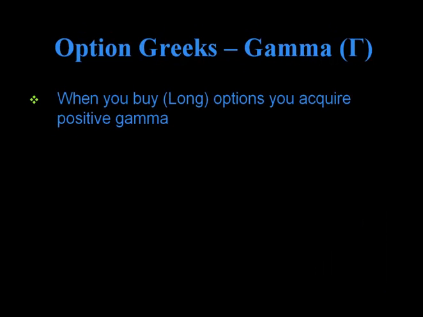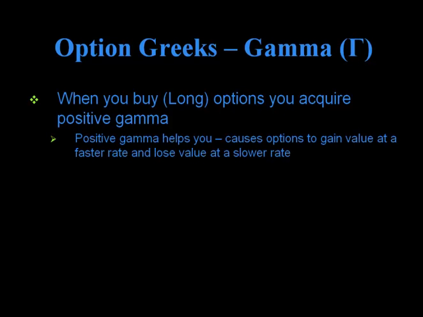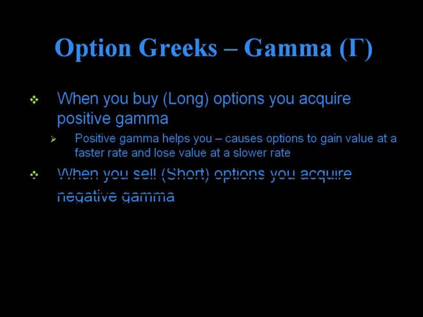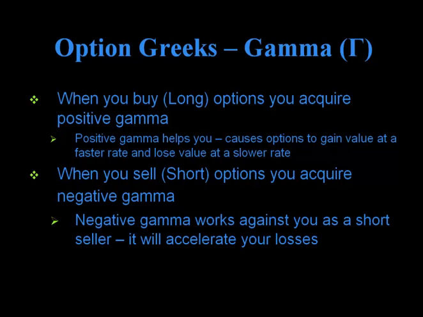And I think we touched on this just a little bit. When you're long options, whether you're long a put or long a call, you have positive gamma. Positive gamma helps you. It causes options to gain value at a faster rate and lose value at a slower rate. I mean, you couldn't have it any better. However, let's talk about going short. When you short an option, meaning you're selling an option up front, you sell to open a position, you have negative gamma. Negative gamma works against you as a short seller. It will accelerate your losses and decelerate your gains.